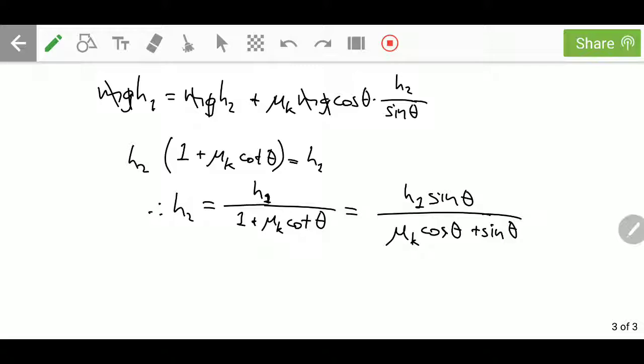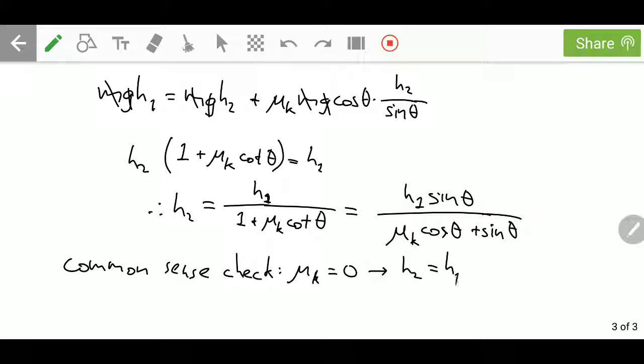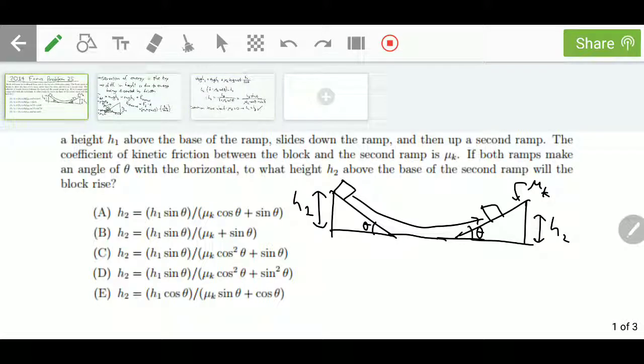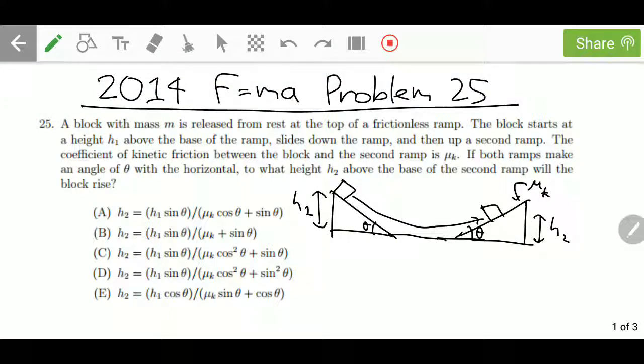Now, one thing that would be good to do is a quick common sense check, which is that if mu k is equal to 0, so if there's no friction, then h2 should equal h1. And so the part of the denominator that does not have any mu k in it should balance the numerator, so you would get just h1, and indeed we see that is the case. So at least our answer passes this quick common sense check, and we can have greater confidence in our answer. So h1 sine theta over mu k cosine theta plus sine theta tells us that the answer is A.